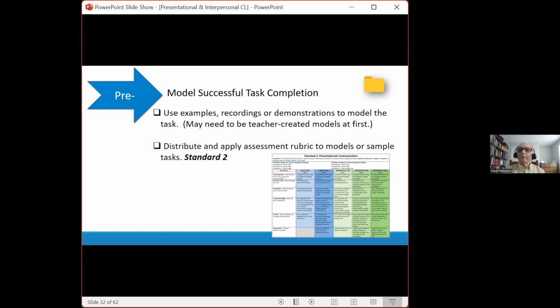If you've done this task before and you have student samples that you saved, you can use these samples to show students to give them an idea of what good performance looks like. This also is the time where you can let them know your expectations by giving them the rubric that you're going to use. You can distribute and apply the assessment rubric to those anchor papers or your sample tasks. In this way, you show them how the anchor papers address each of the elements or the dimensions of the rubric. The master rubrics are going to be in your handouts folder.